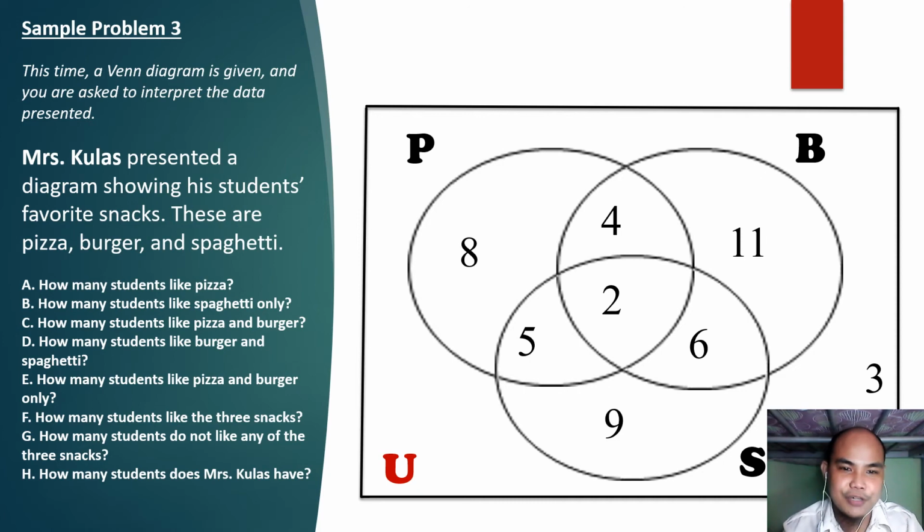Now let's answer the following. How many students like pizza? How many students like spaghetti? And so on. Now let's answer letter A. How many students like pizza? Take note of it. Pizza. Let's count. Let's identify the circle, which is pizza. Now this is pizza.